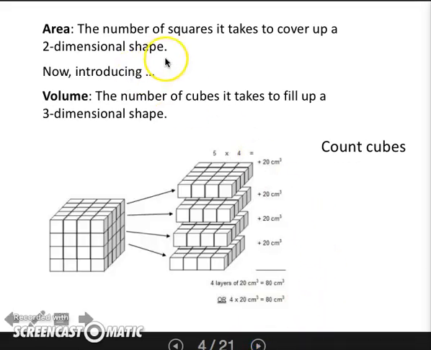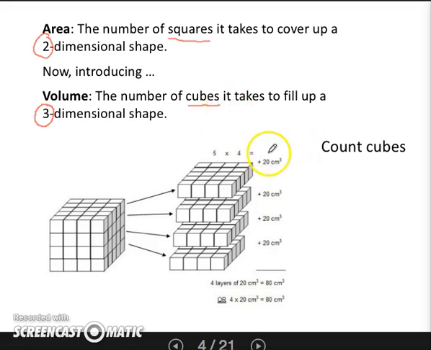So if area is the number of squares that it takes to cover up a two-dimensional shape, now volume is the number of cubes it takes to fill up a three-dimensional shape. Think of these as little sugar cubes, and we're going to fill up a three-dimensional container with sugar cubes. That's what volume means in cubic units.